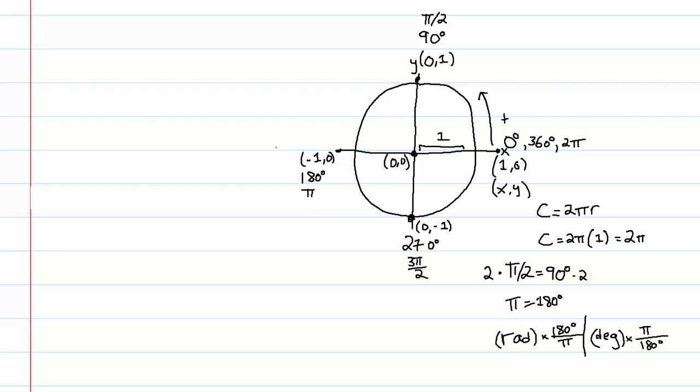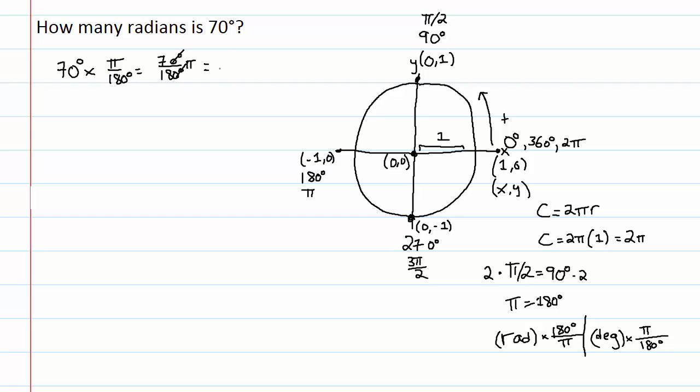Let's take a look at some problems. Our first problem, how many radians is 70 degrees? Well, we're starting in degrees and we need to get to radians. So we'll multiply by our factor, pi over 180 degrees. This will give us 70 over 180 degrees times pi. Our degrees are the same, and we also have a 0 on each side of the fraction. This should give us 7 over 18 times pi.